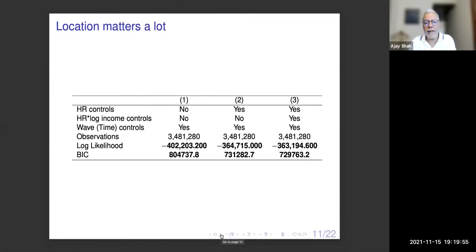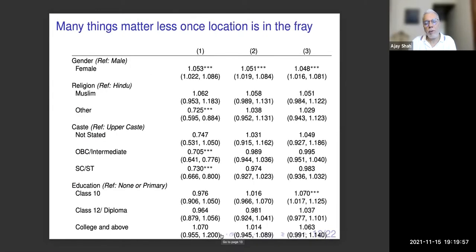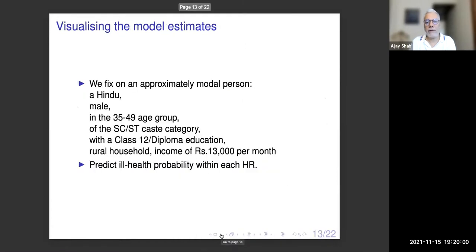Can you please skip this slide? Can you go to the next slide? Can you please go to the next slide? Okay, stop here. Yeah, this is where I want to go.